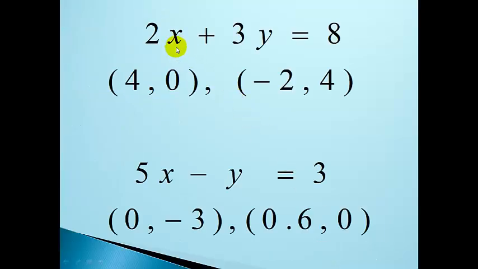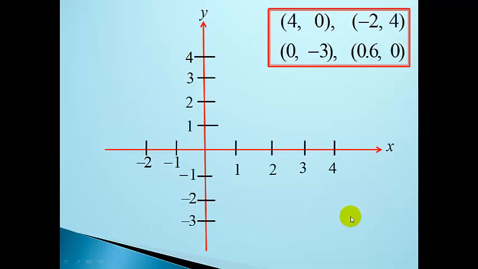Now from the first equation, the first equation was 2x plus 3y equals 8. We have the 2 points 4, 0 and minus 2, 4. From the second equation, 5x minus y equals 3, we have the 2 points 0, minus 3 and 0.6, 0. So we now go to the graph with our points 4, 0 and minus 2, 4. Now locating the point 4, 0. 4 on the x and 0 on the y. So we have 4, 0, and this is our point.